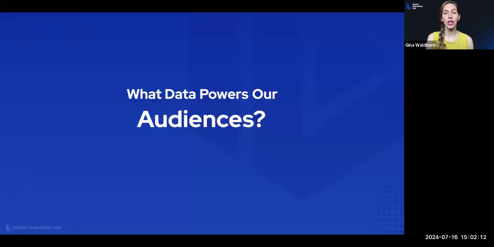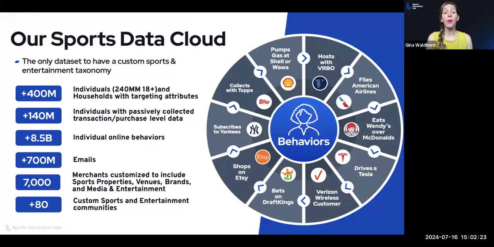To get started, a quick recap, if you're not familiar with Sports Innovation Lab: what is the data on top of which we're building these addressable audiences? Our sports data cloud is the only data set that has a custom sports and entertainment taxonomy. Why is that important to back to school, you ask? Because of youth sports parents, sports parents, Gen Z parents. Sports and entertainment is a high value category where, if you come in through the right lens, you'll be able to build audiences and uncover insights to drive higher value targets that you can go out and convert in your campaigns. And we're the only data set that is able to create that custom set of merchants and views on top of which you can build.